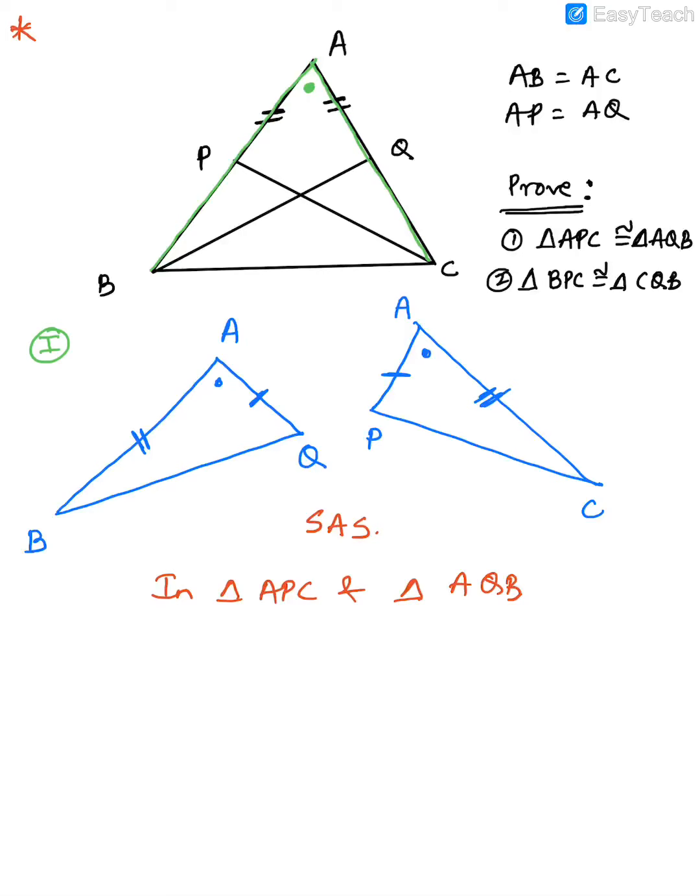Now second part, we have to prove triangle BPC. Okay, so I'll just mark this triangle now. BPC. Let's mark it. Triangle BPC will be this triangle here, and the other triangle that we are going to consider is triangle CQB. That is this triangle. I'm shading it here like this. Now let's see how to prove this congruent.